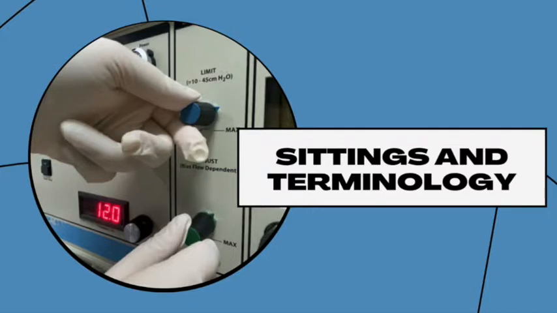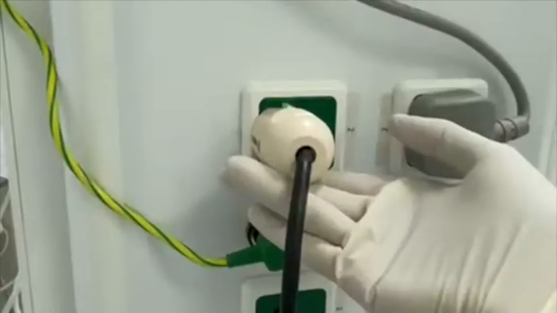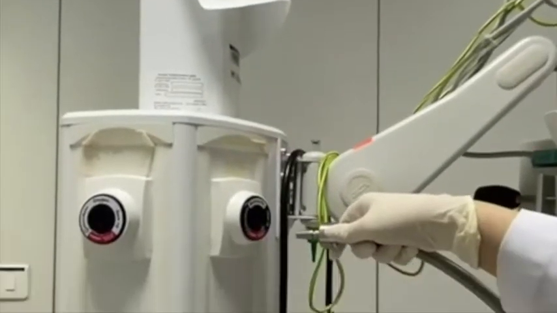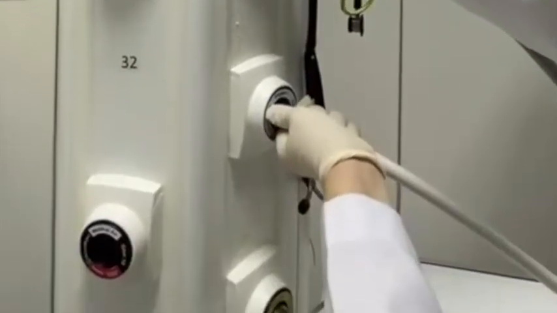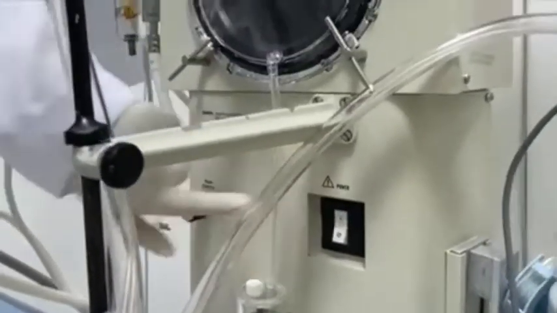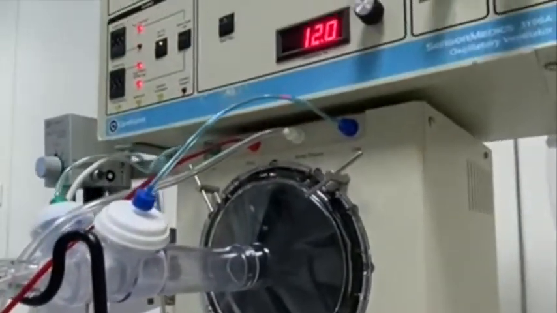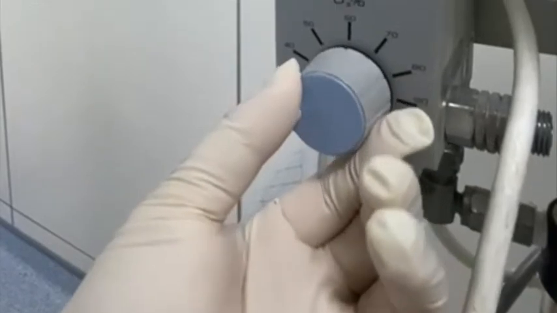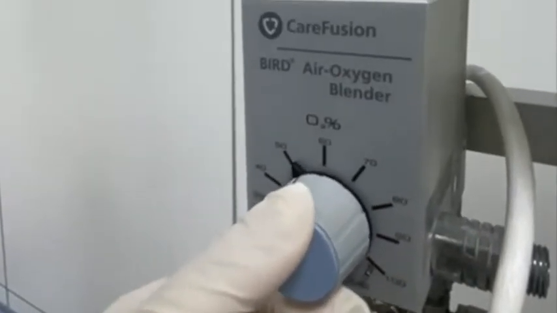First of all, you must know the terminology of the settings included in this device. Connect the device to the electricity and connect the oxygen and air to the wall. Turn on the device and don't forget to calibrate the device. The FiO2 must be connected to the blender and adjusted based on the patient condition.